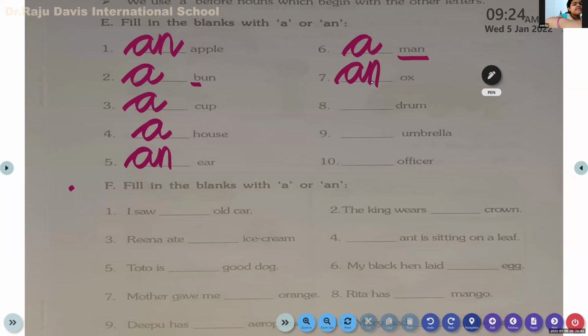Thank you, ma'am. Sam, did you finish? Sam? Unmute it. Yes, ma'am. Yes, others, mute your audios. Yes, Sam, come on, do the 8th question. Come on, Sam. Read the word. What is that word? Come on, Sam. What is that word?